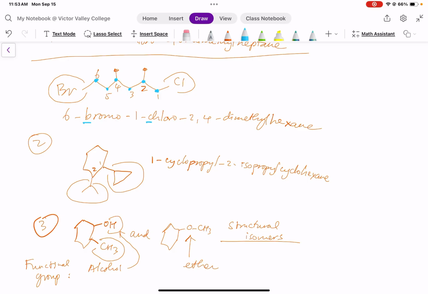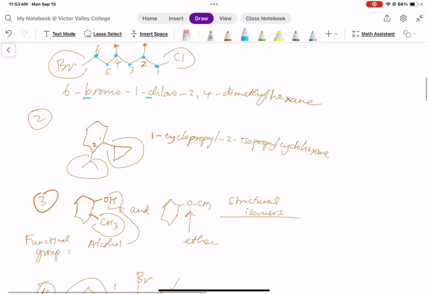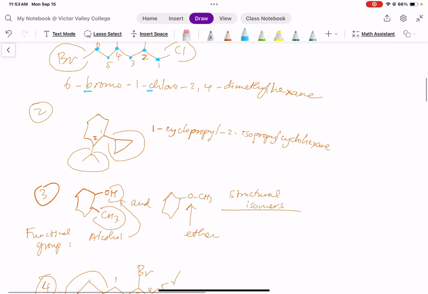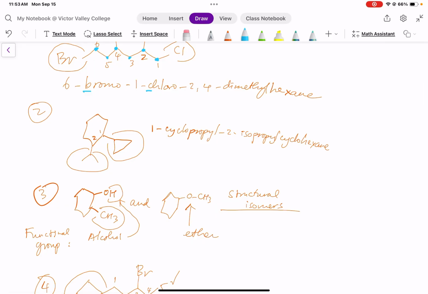Okay, now number 2, let's do some cyclic one. So we have 2 branches, so we put 1 cyclopropyl, that's just because of alphabetical order, and 2 isopropyl on cyclohexane. Okay.